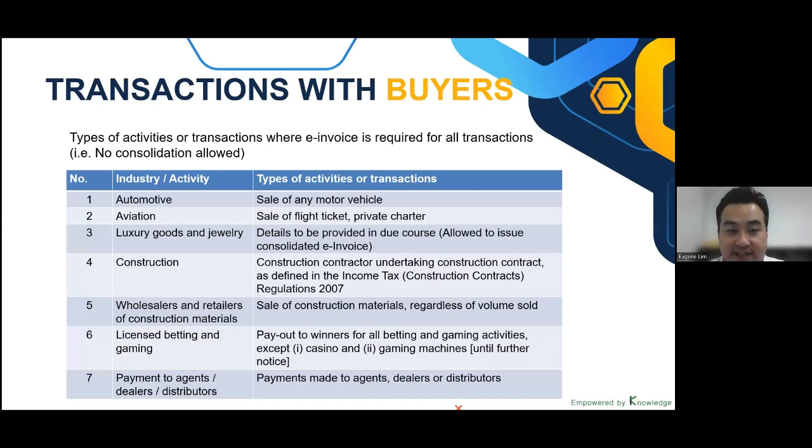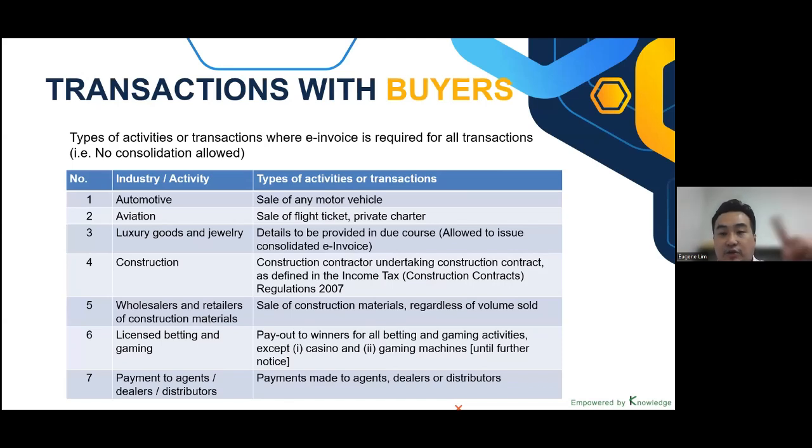For those transactions that cannot use a normal invoice, there are only 7. First, automotive: when you buy or sell a car in that industry, they cannot go for the consolidated invoice, which means they cannot issue you a normal invoice. Second is for those buying the etiquette business; they cannot use a normal invoice.